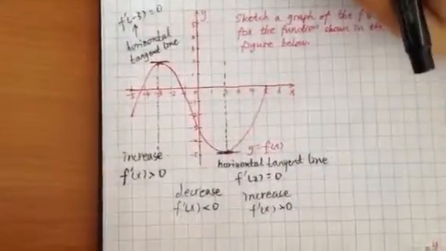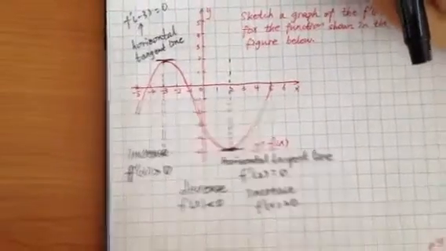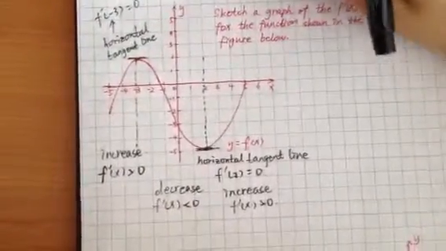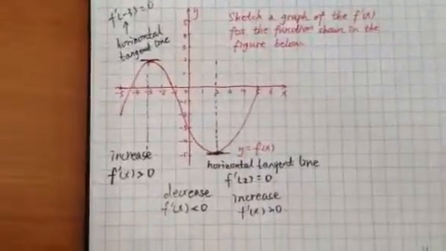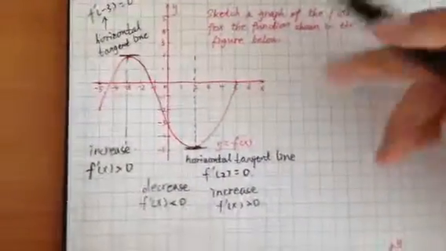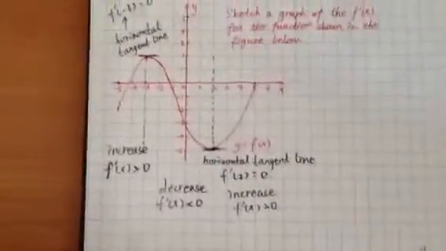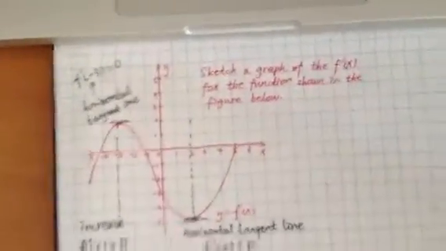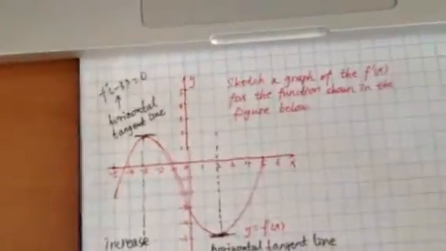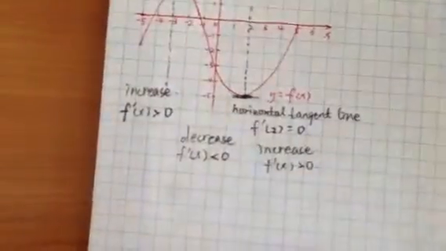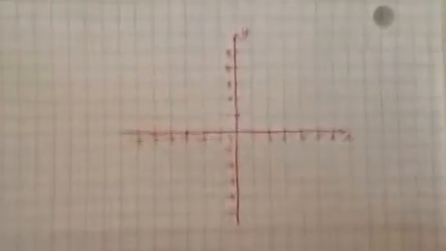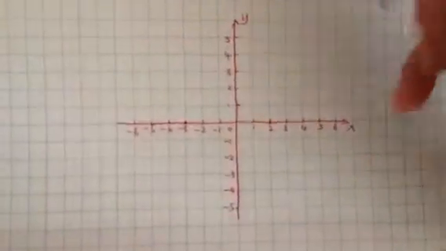Now we've done analyzing the graph. We can use the information derived from this one to sketch a graph that has the approximate shape of a graph of f prime of x, but not necessarily with the proper scale. Okay, we move to this.